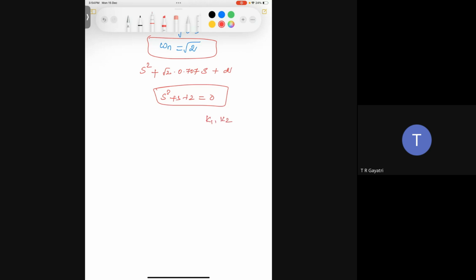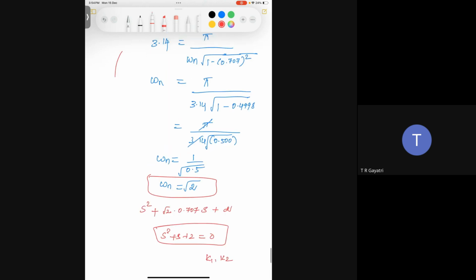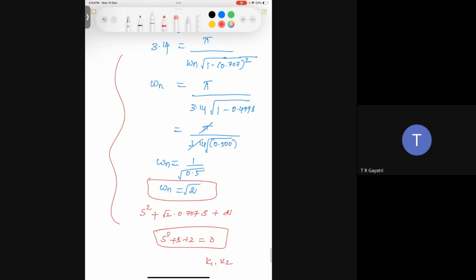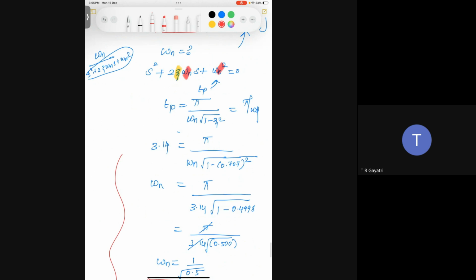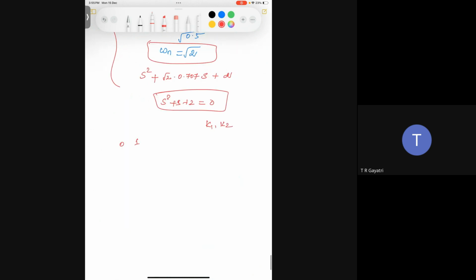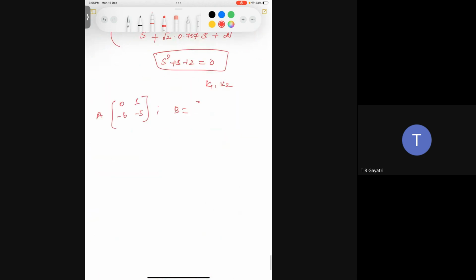K1, K2, right? Can you solve with me? Just for practice. We did it in the previous problem, right? We are going to do the same thing. For you to understand this concept, we took this problem. So this is the A matrix: 0, 1, minus 6, minus 5. P is 0, 1.